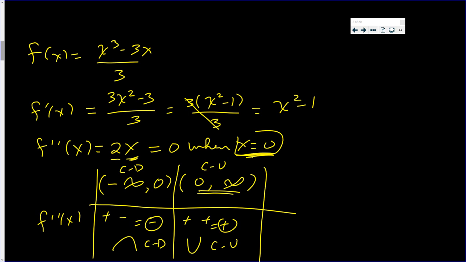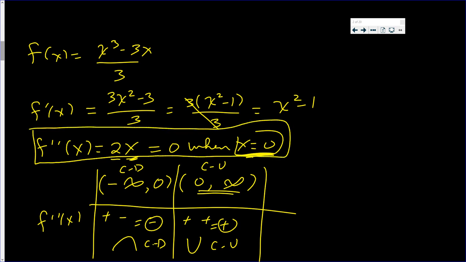So there's really no difference here, except we went to the second derivative and we found out where it's 0 or undefined, and we made up our table. And we looked at the plus minus sign of f double prime of x. And when it's negative, instead of saying it's decreasing like we did with the first derivative, for the second derivative, we call it concave down.